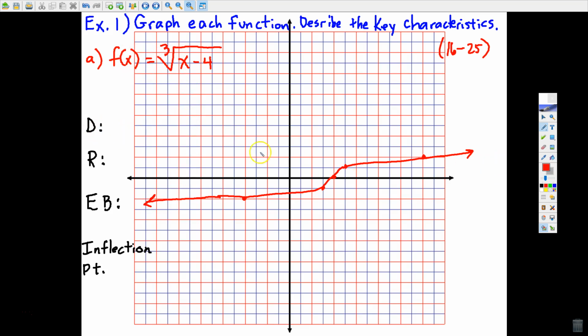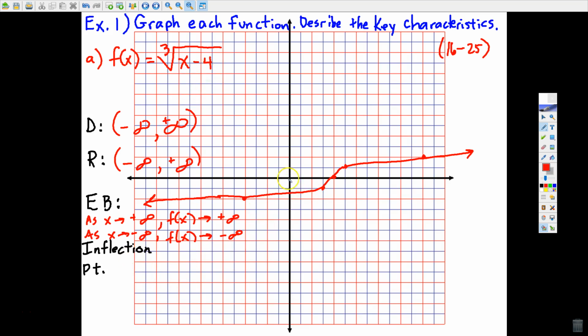And now let's do our domain and range. For domain, I think I'm going to use interval notation. And that means negative infinity is our left bound and positive infinity on the right. That's another way of saying all real numbers. The range is the same. Okay, the end behavior: as x approaches positive infinity, as we travel to the right on the x-axis, the function is going up, which is also positive infinity. And as we travel to the left, the function is traveling down, which is negative infinity.